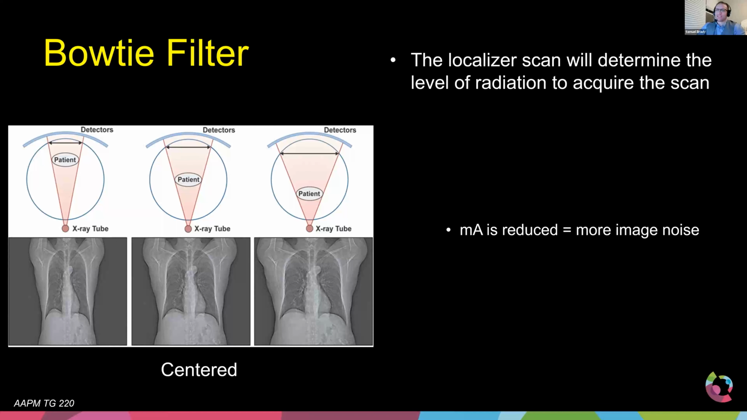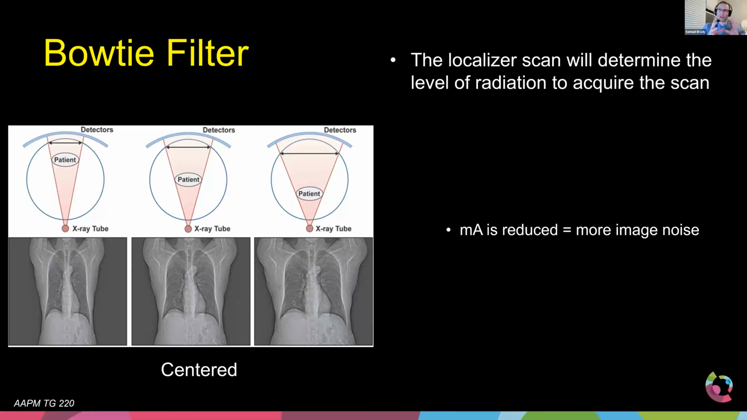For the most part, in the past, it really mattered if you did one or two scouts. The last one was the most important one, because back in the day that was the one they used for the tube current modulation. That's not as true anymore. Nowadays, if you do two, they're going to try to use both, the actual attenuation profiles from both of them.